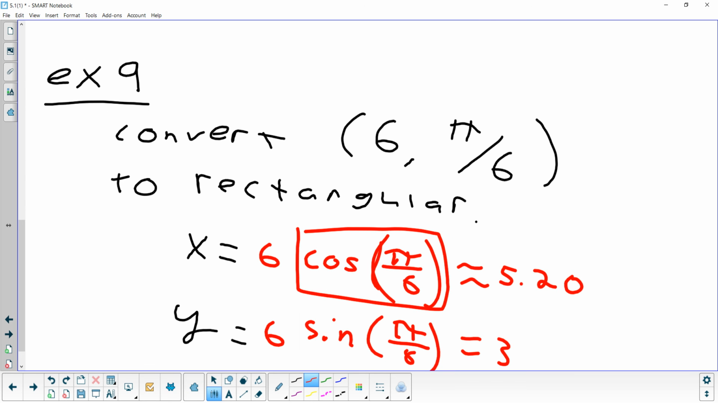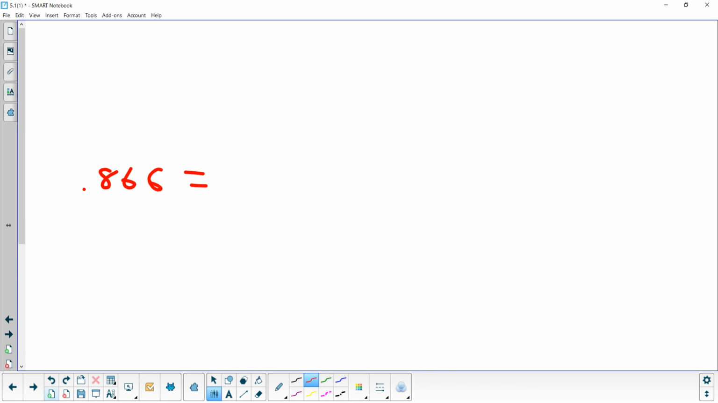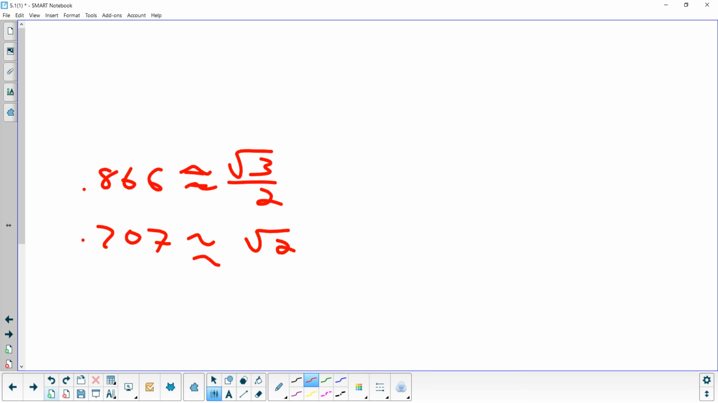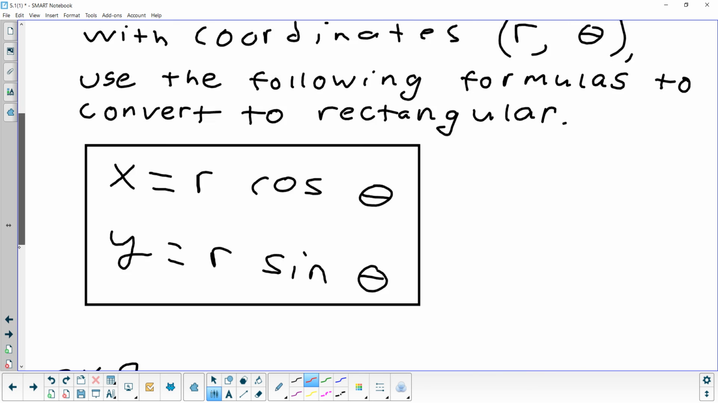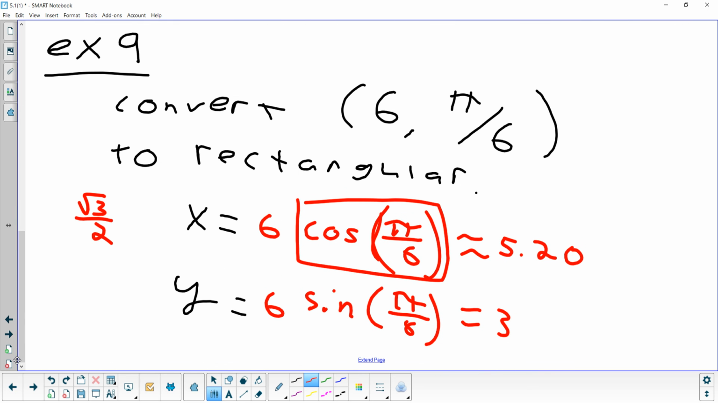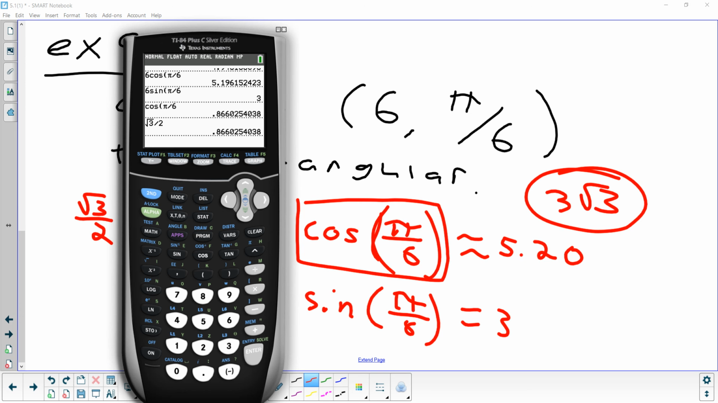So this part of the problem I just put a box around really came out to root 3 over 2. How would you know that? Well, if you get a number that's 0.866, that's a root 3 over 2. If you get a 0.707, that's a root 2 over 2. So the reason I'm showing you this is because you might see this number written like this. You're like, what? How did they get 3 times the square root of 3? How is that 5.20?